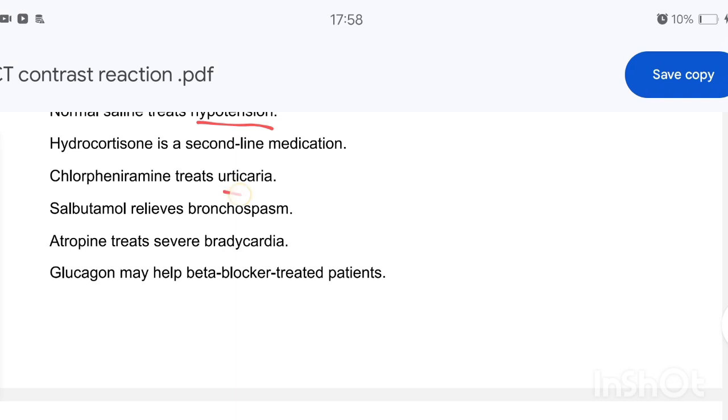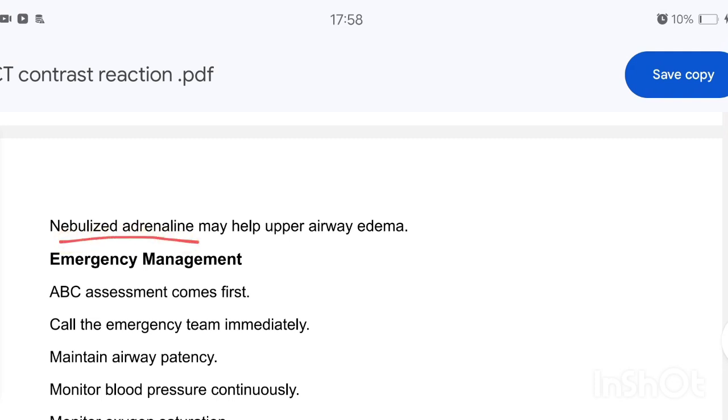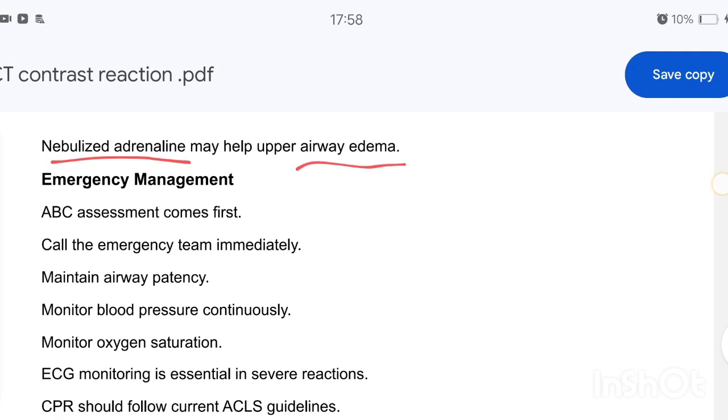Chlorpheniramine treats urticaria. Salbutamol relieves bronchospasm. Atropine treats severe bradycardia. Glucagon may help beta blocker treated patients. Nebulized adrenaline may help upper airway edema.